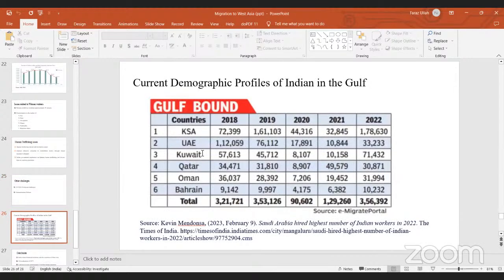What are the current demographic profiles of Indians in the Gulf? As per the data, you can clearly see the Kingdom of Saudi Arabia has witnessed a five-fold jump in the number of Indians moving there for employment, recruiting the highest number of the labor force among the Gulf countries in 2020. Kuwait is the second Gulf country to recruit the highest number of Indians, and the least is Bahrain.